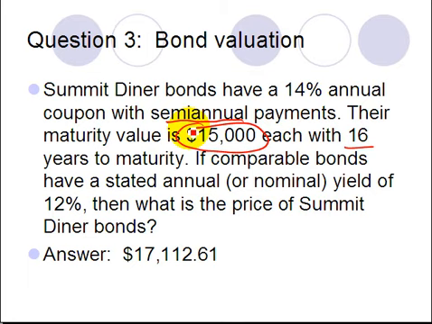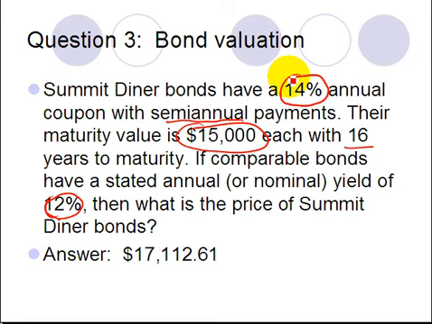Now, comparable bonds have a stated annual or nominal yield of 12%. All right, so we've got a yield of 12%. We have a coupon rate of 14%, which is 7% every 6 months, and we're going to figure out a price for these things using the BA2+.